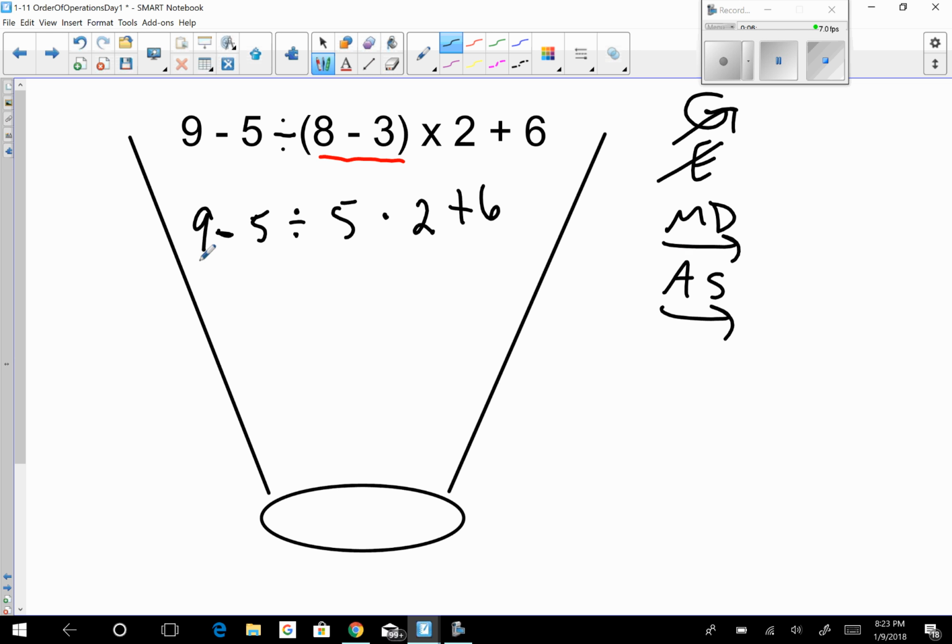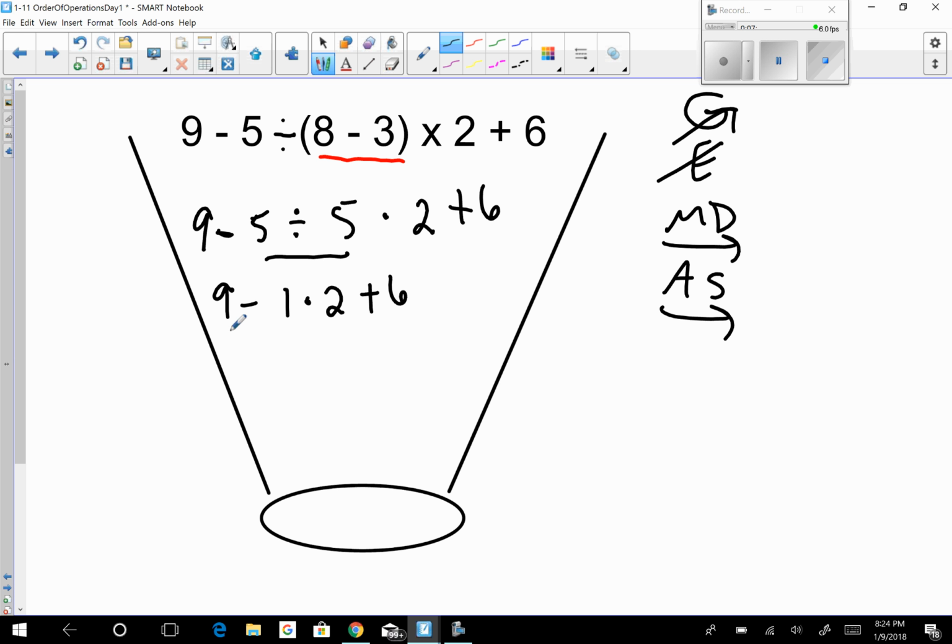Now we're looking for multiplying and dividing, and we're going from left to right. So scanning, starting from the left. Okay, here's minus. Okay, oh, 5, or dividing. So we have 5 divided by 5. Underline. Again, we're only doing one step at a time. So 9 minus, and then what is 5 divided by 5? 1. Rewrite the rest of your problem. Times 2 plus 6.